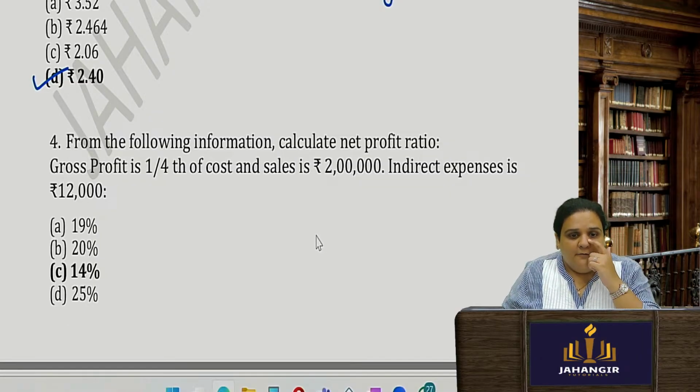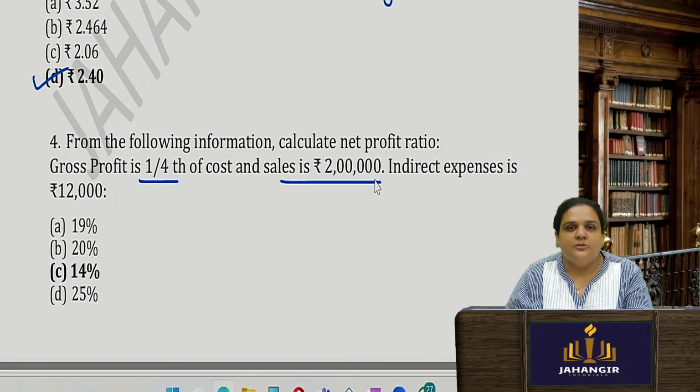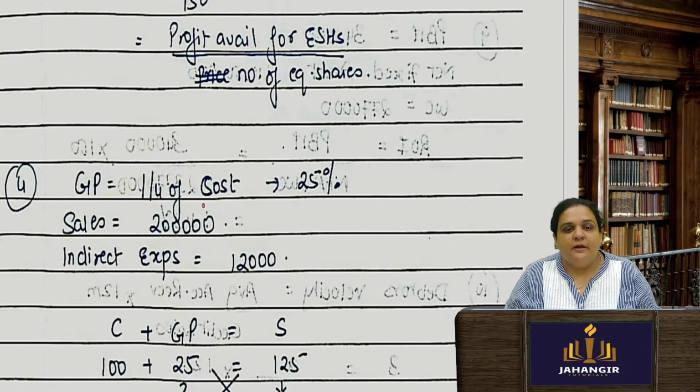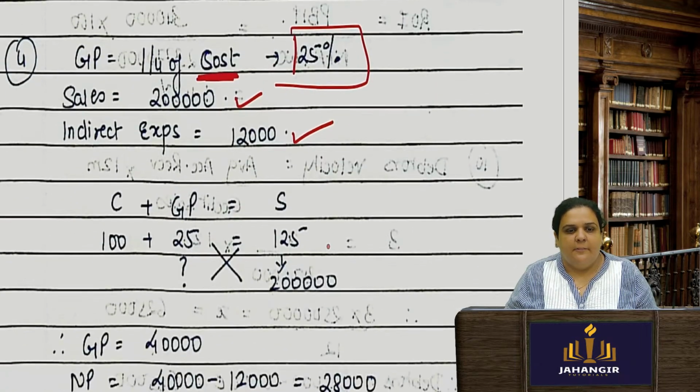From the following information, calculate net profit ratio. Gross profit is 1/4 of the cost. Okay, and sales is rupees 2 lakhs. Indirect expenses is 12%. Okay, net profit ratio we need. Alright. Gross profit is 1/4 of the cost. 1/4 means 25%. Sales given, indirect expense given.